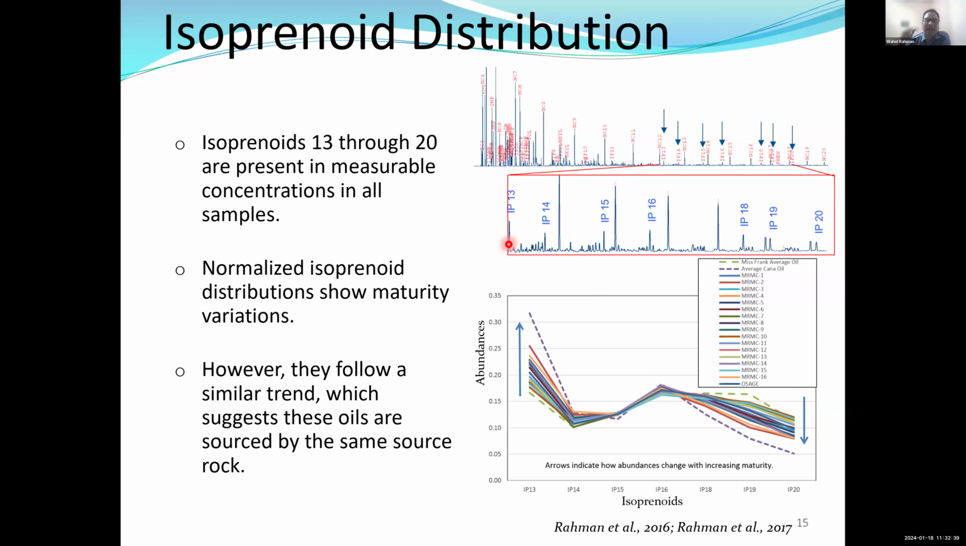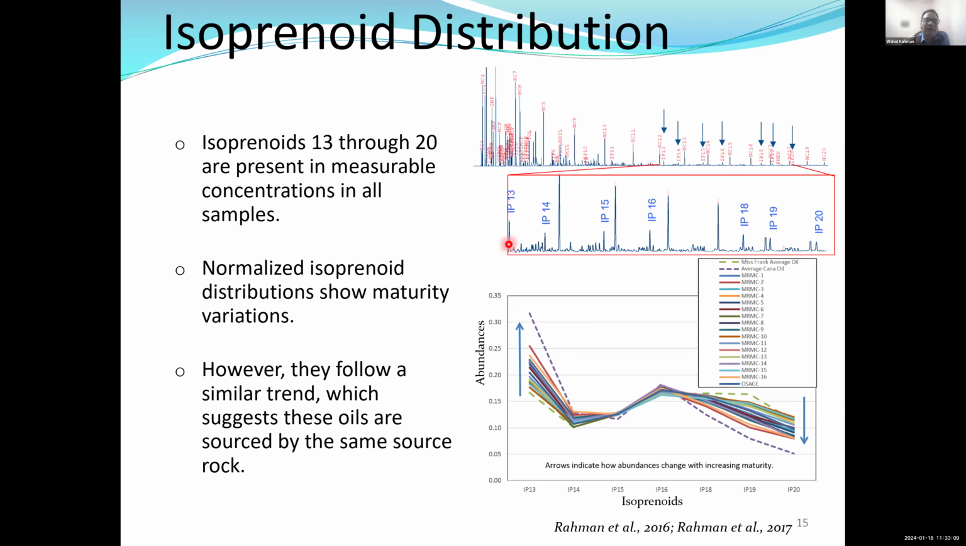And then I averaged all the shallower Kansas-Oklahoma border oils in a green dotted line, and the Cana fields are the purple dotted line. I put all the Osage and Meramec oils in between from the STACK. What you see is they are following a similar trend, which suggests that these hydrocarbons are coming from the same source rock.